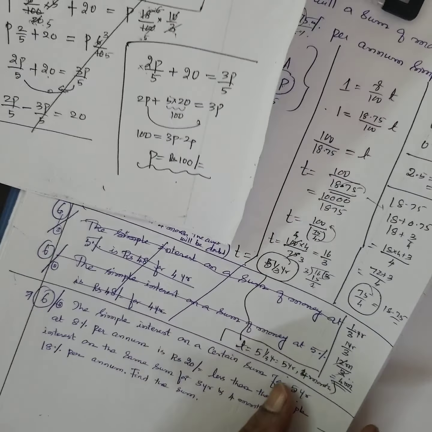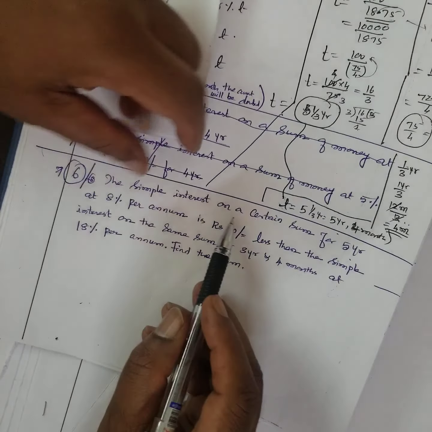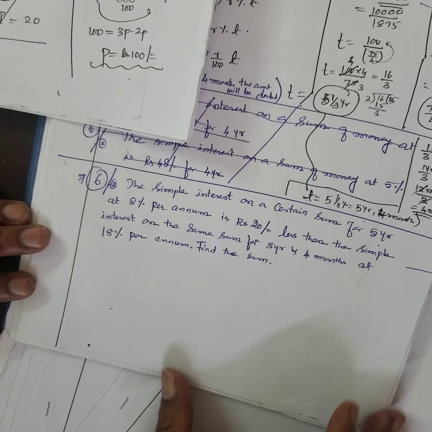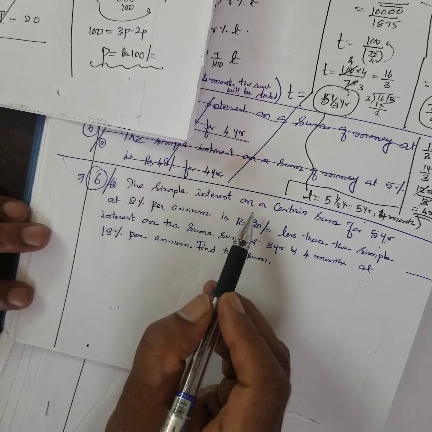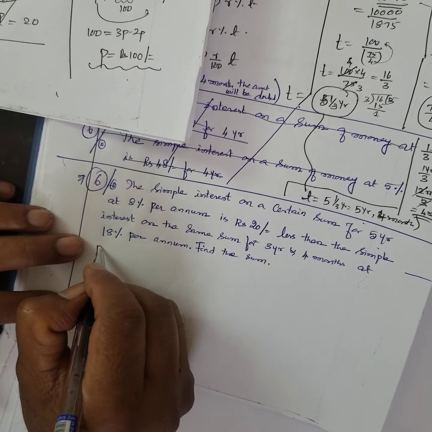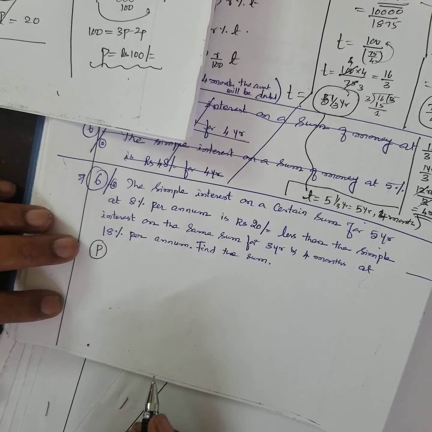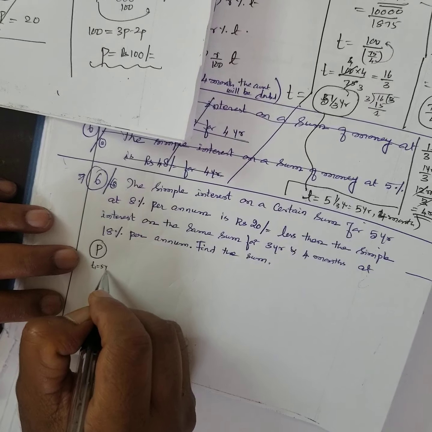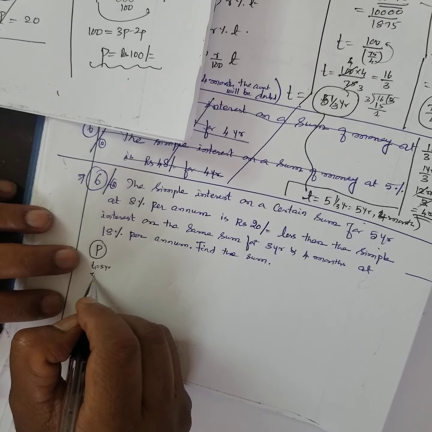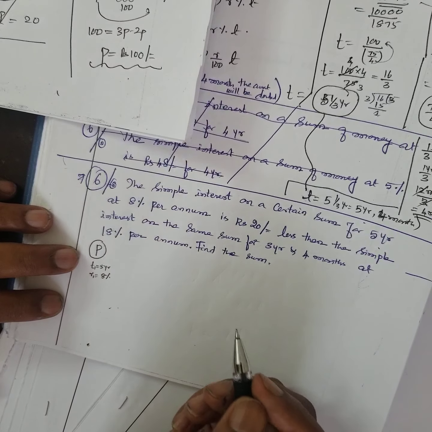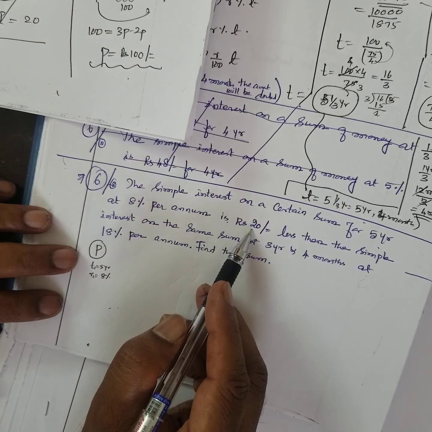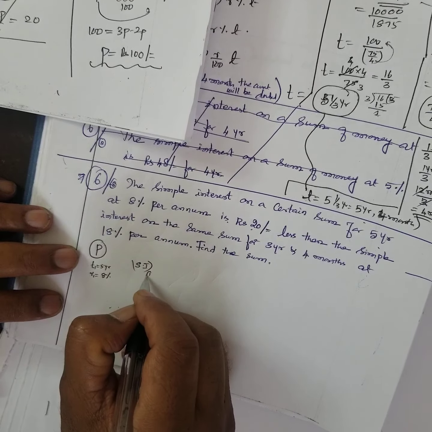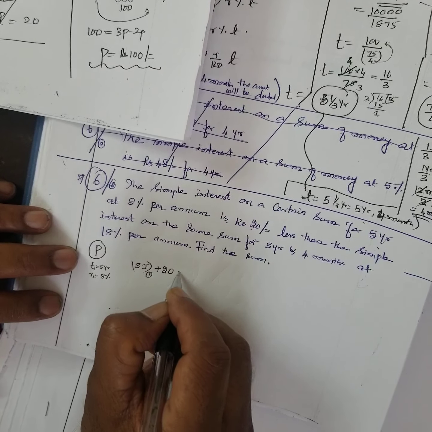Therefore, the simple interest on a certain sum, again I'll do it now. Is it possible to do in such a small space? We'll try. The simple interest on a certain sum of money P for 5 years, T1 is equal to 5 years, and rate of interest is 8% per annum, is 20 rupees less than the simple interest of the first case. Means you have to add 20.